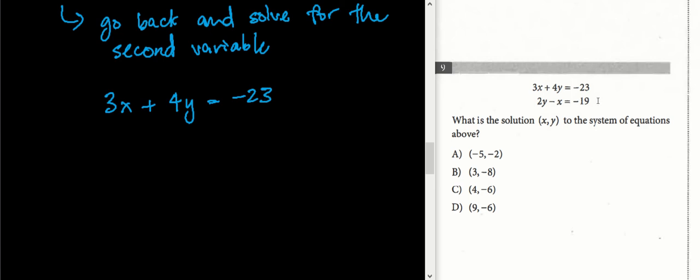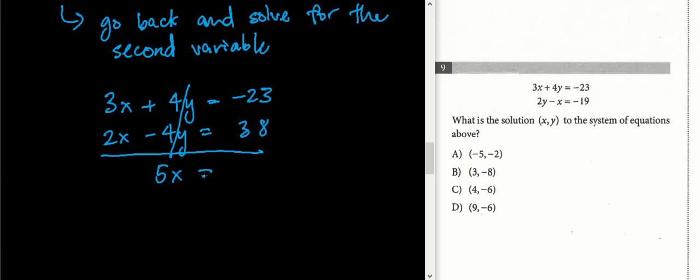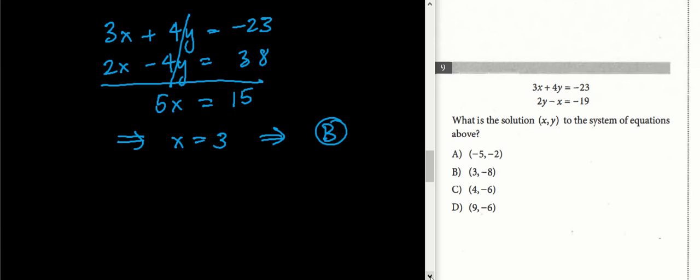Now we can see that if we multiply our second equation by negative 2, we'll get 2x minus 4y is equal to 38. We can eliminate our y's by adding the two equations. So we get 5x is equal to 15, which implies that x is equal to 3. So this implies that our answer choice is B.